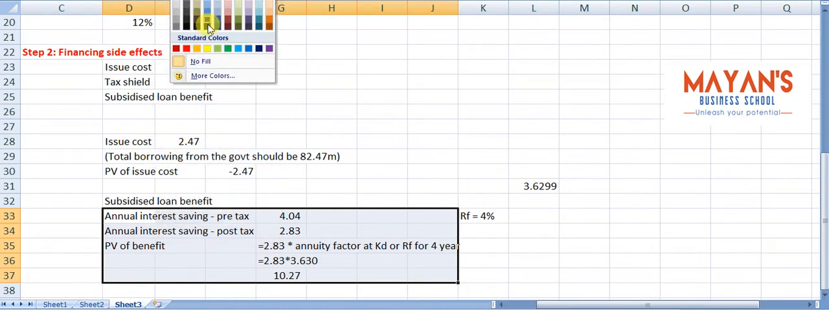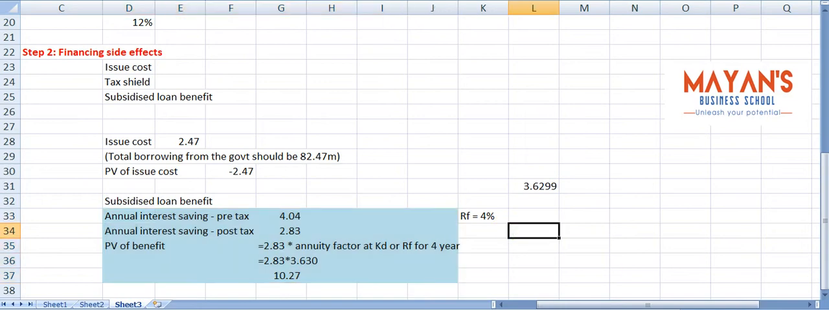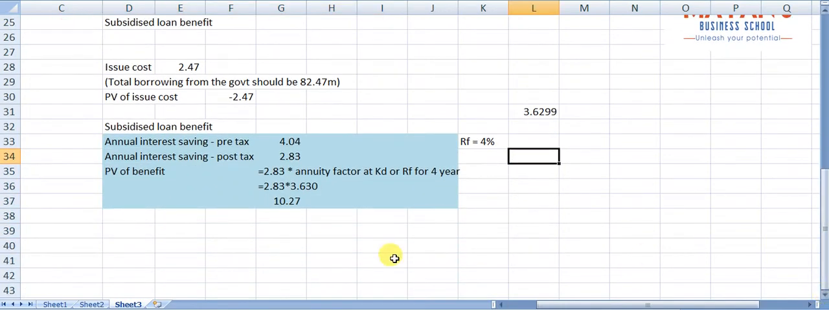But rather than writing step by step like this, let's now again write this same thing in one single step. Shall we try that? Are you ready? Let me rewrite this in one single step. How? Look at this carefully. PV of subsidized loan benefit. Straight away I'm writing carefully.